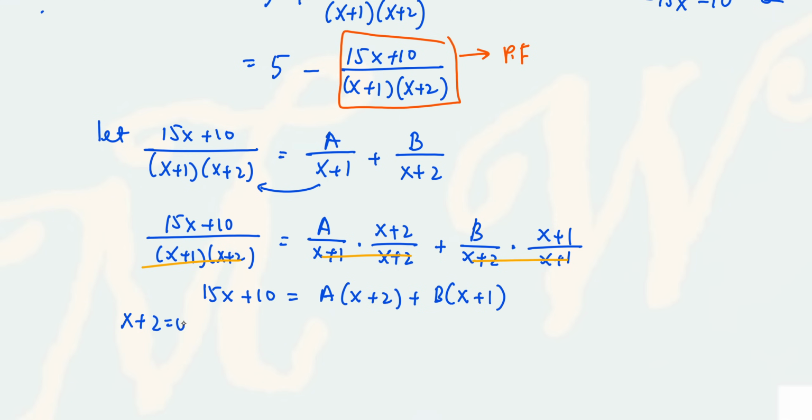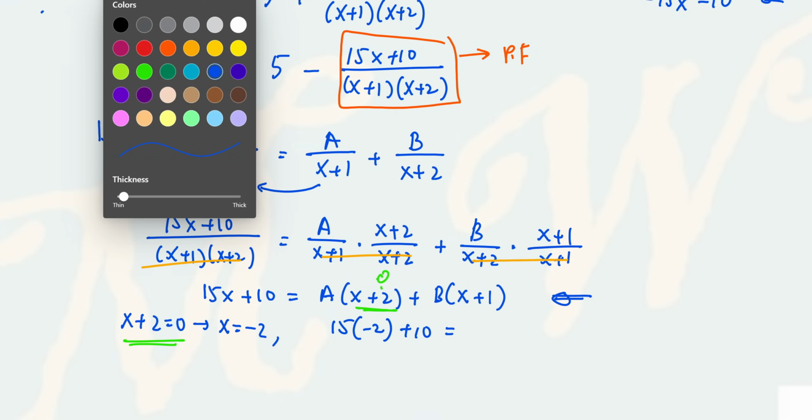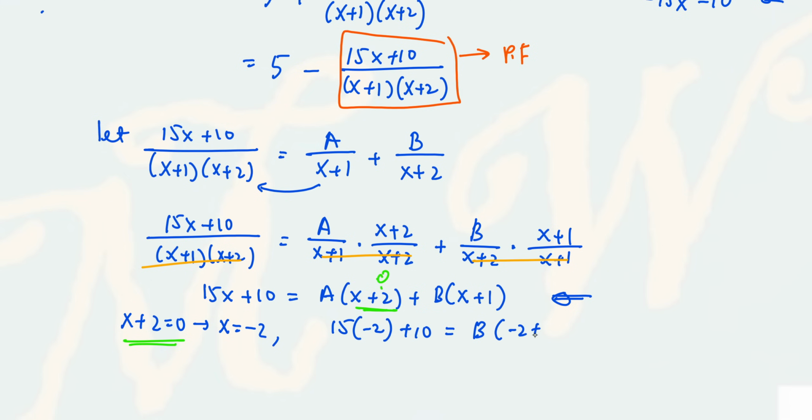I will let x plus 2 be 0, then my x is going to be minus 2. Now I will substitute x equals minus 2 into this whole equation to get the a and b. So which means I will get 15 times minus 2 plus 10 equals, now for the first term on the right side, since I let it be 0 just now, that means this will be 0. So 0 times a, it will be 0. So I will just consider the b directly, which means b times (minus 2 plus 1). So minus 30 plus 10, that is minus 20. This is going to be minus b, hence my b is 20.